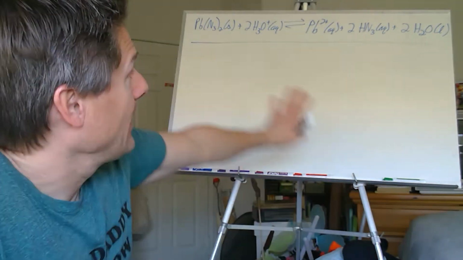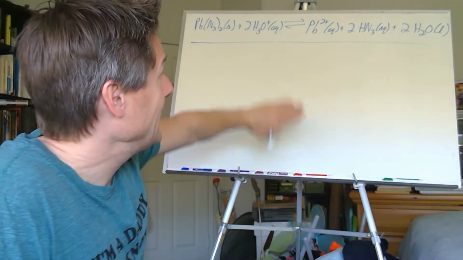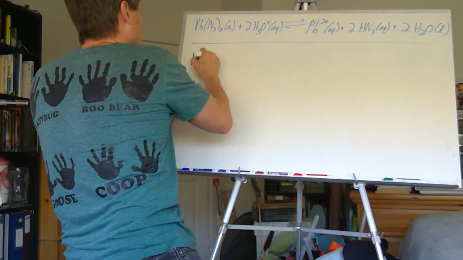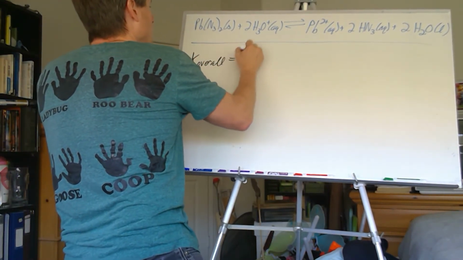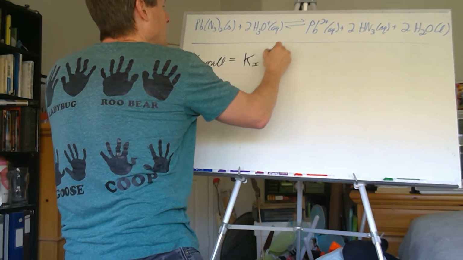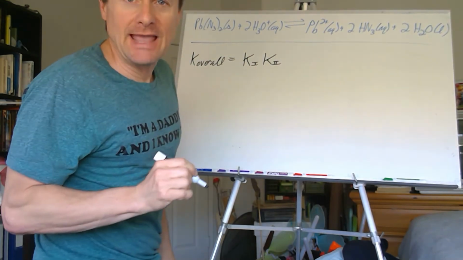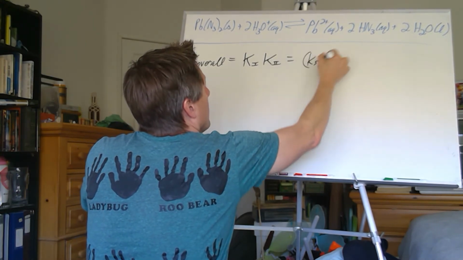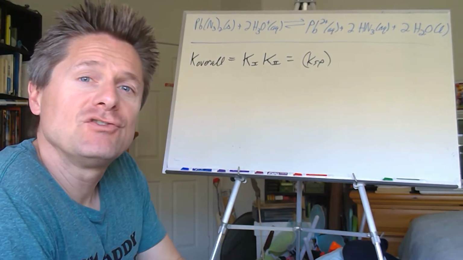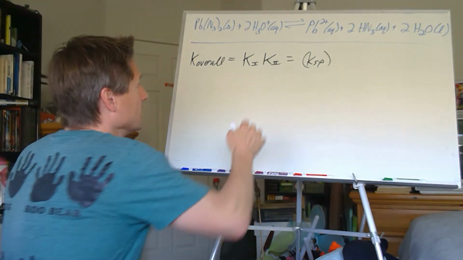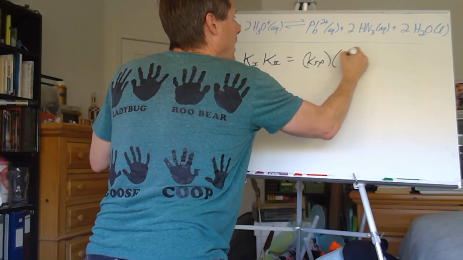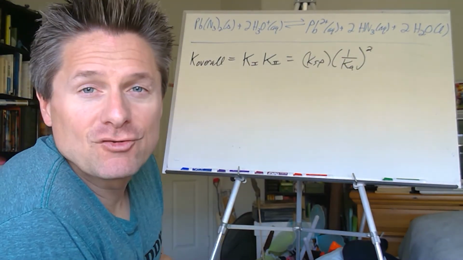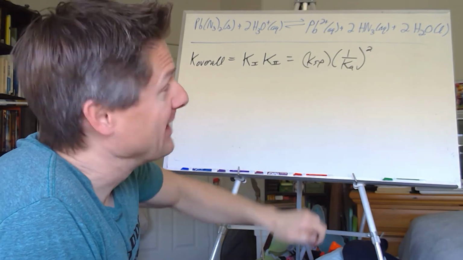All right, I haven't done it yet. What I did is I made some room. I rewrote the overall equation up there. So we know that K overall will be K1 times K2. And again, K1 was the Ksp for the lead(II) azide solid. K2 was 1 over the Ka value squared for the hydrazoic acid. So we've got to look up the Ksp.